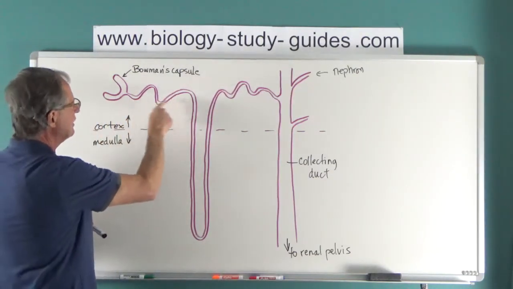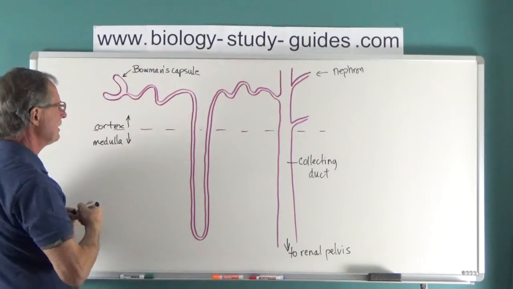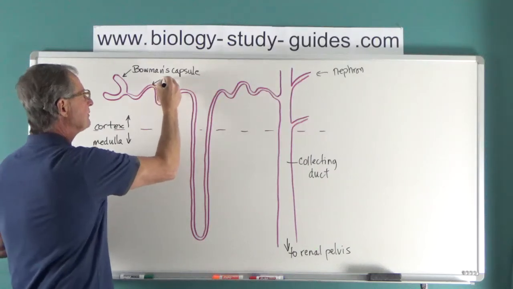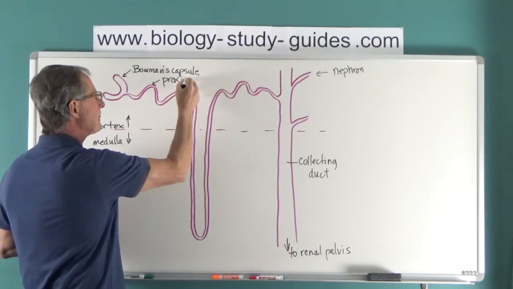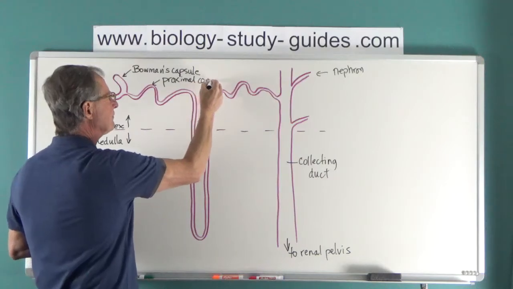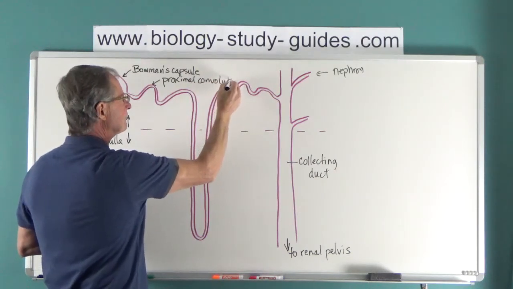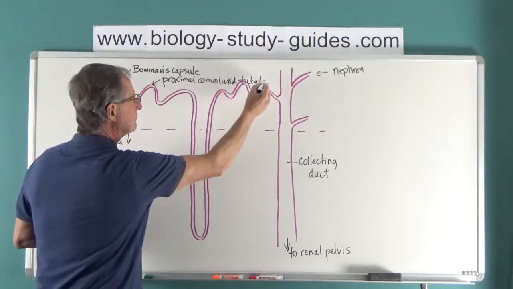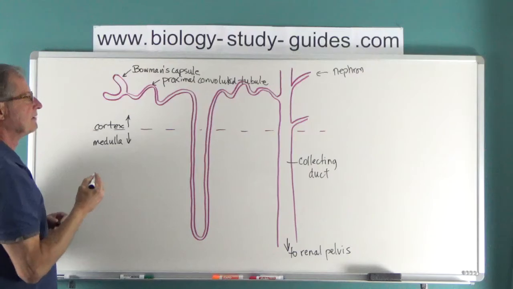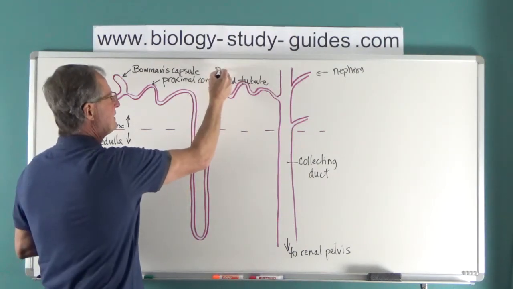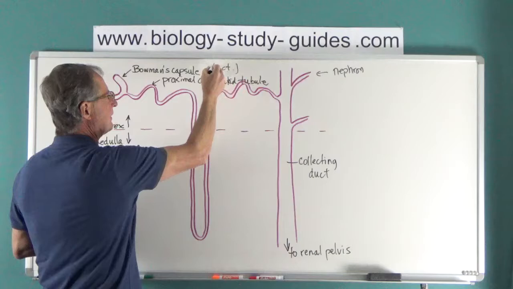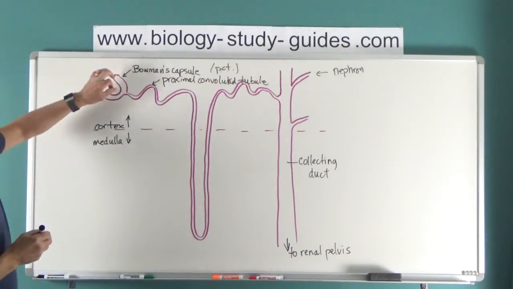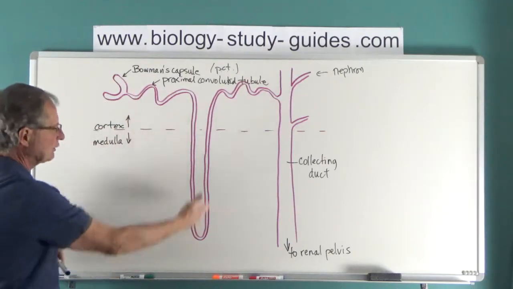We have this part here, this very twisted tube. It's the proximal convoluted tubule. Let me put that down here. Proximal convoluted tubule. I would often abbreviate it just PCT because that's quite a term to write down all the time. So we go from Bowman's capsule, proximal convoluted tubule, to this loop structure.